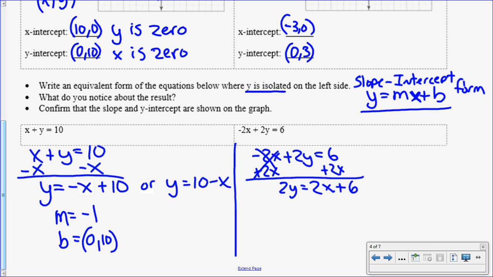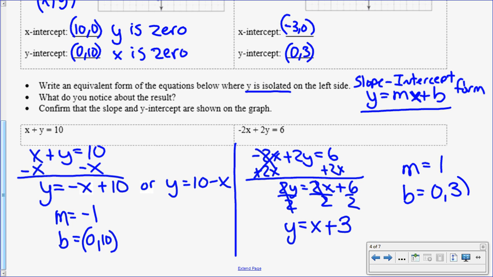Well, remember, it says y is isolated. That means y is by itself. I don't have a y yet. I have a 2y. So let's divide everything by 2. And by doing that, I get y equals, because 2 divided by 2, it's not 0, it's 1. So here I get x plus 6 over 2 is 3. All right? And again, I know by slope-intercept form, when I look at this, the number before the x is 1, so our slope is 1, and our y-intercept is at (0, 3).